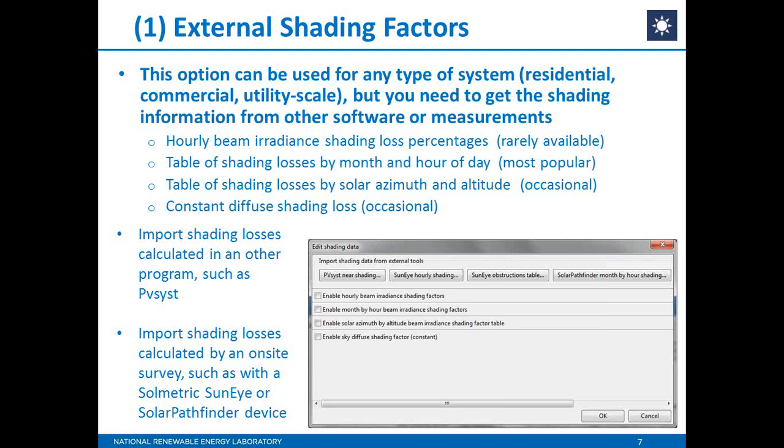And there are four ways to enter shading data into the tool in this mode. Either an hourly set of shading losses, you can specify shading losses by the month of the year and the hour of the day. I think that's probably the most popular and easiest to use, and it's reasonably accurate considering the typical uncertainties that you see in shading loss measurements. There's other two options for solar azimuth and altitude, so basically by sun position, and there's also a constant diffuse shading loss factor.